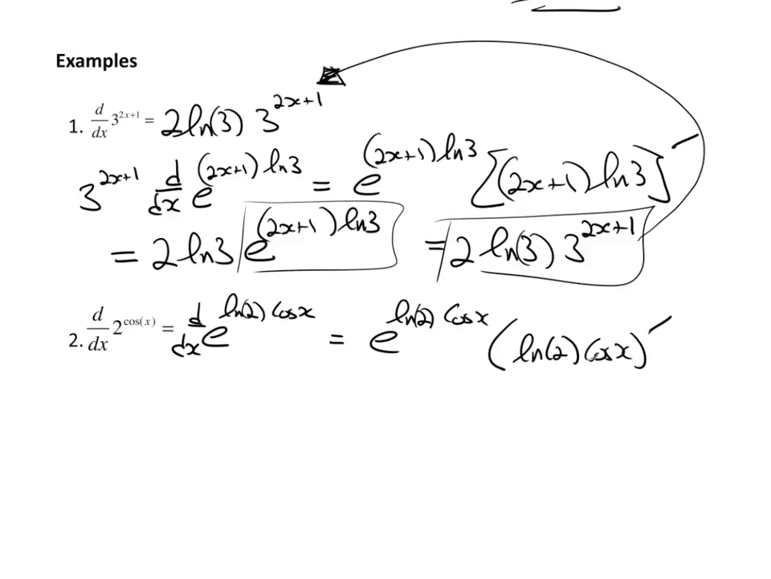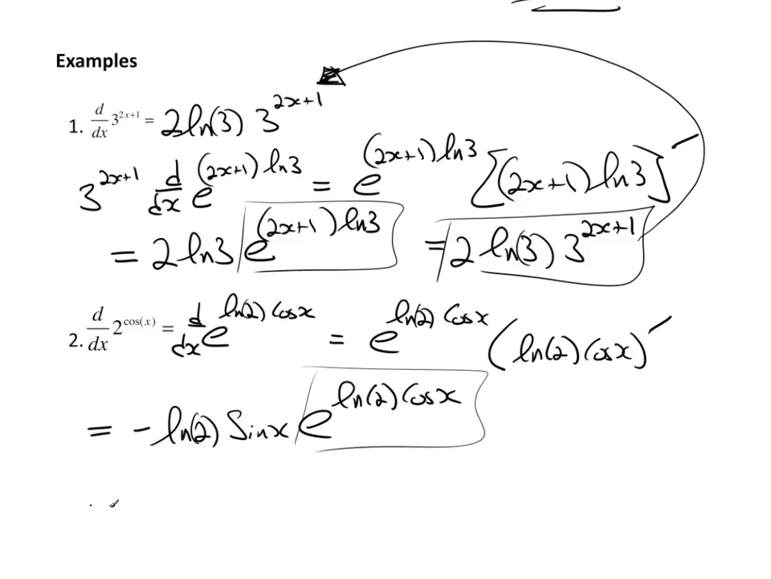Well, the derivative of this is going to be negative ln 2 sine. So this derivative is going to be a negative ln 2 times sine of x times e to the ln 2 cosine of x. But remember, this is just 2 to the cosine of x. So this is going to be a negative ln 2 times sine of x times 2 to the cosine of x.